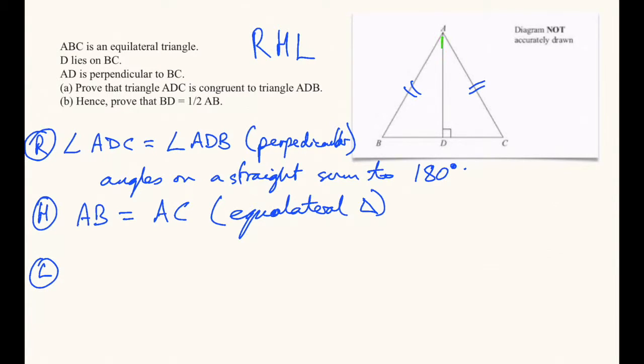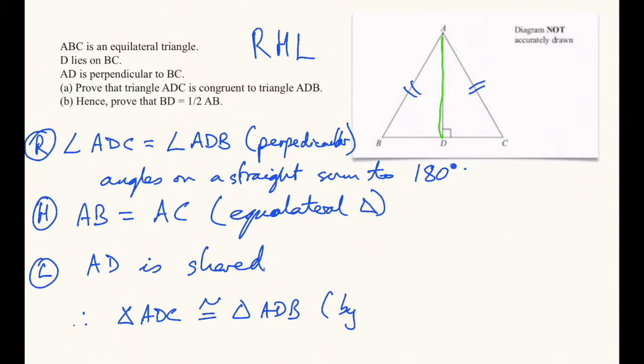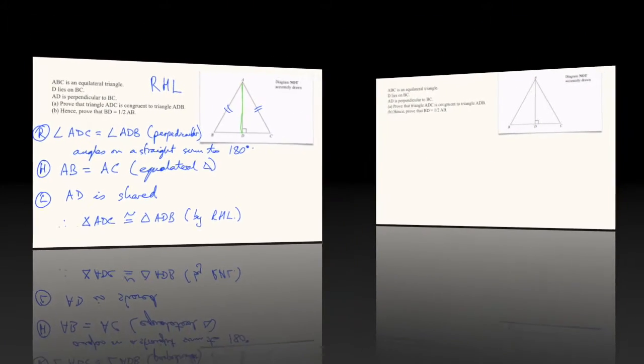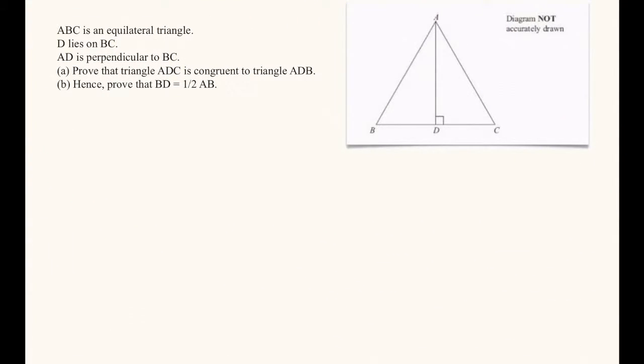Well, we can use AD. Line AD is shared by both triangles. So let's state that AD is shared. And then we can say, therefore, triangle ADC is congruent to triangle ADB by RHL. And that's part A done. Let's move on to part B.